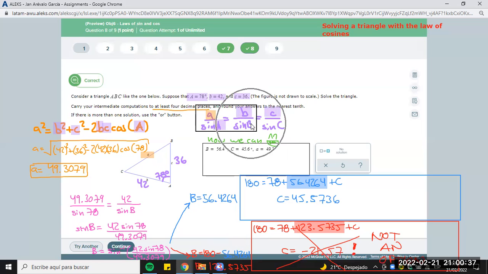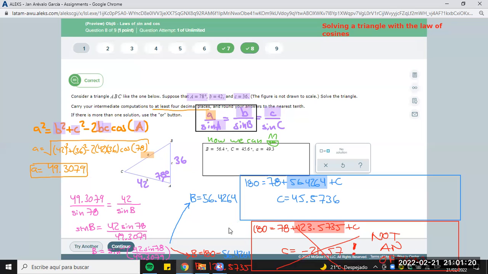Once we have two of the angles, the third one is really easy, because we can use this property that the internal angles of a triangle add up to 180. So notice this is angle A, this is angle B in the blue case, and angle C is what we want to know. So you will have to subtract 180 minus this, and you will get, well, in this case I got that angle C in the blue case is 45.5736. Okay, that is one possible answer, the blue way.